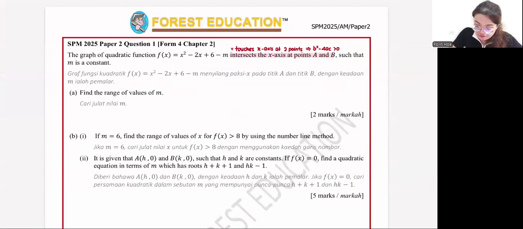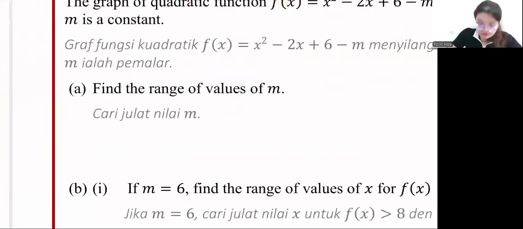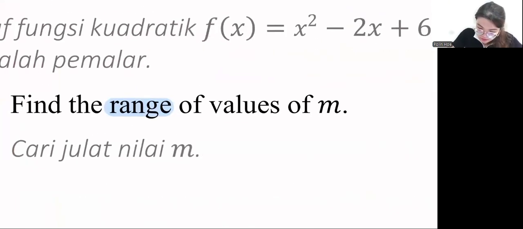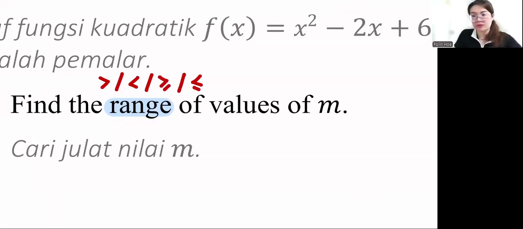Find the range of values. The word range means it is bigger than or smaller than. You will get bigger than, smaller than, bigger than or equals to, smaller than or equals to. These four only. It must be one of these, okay?